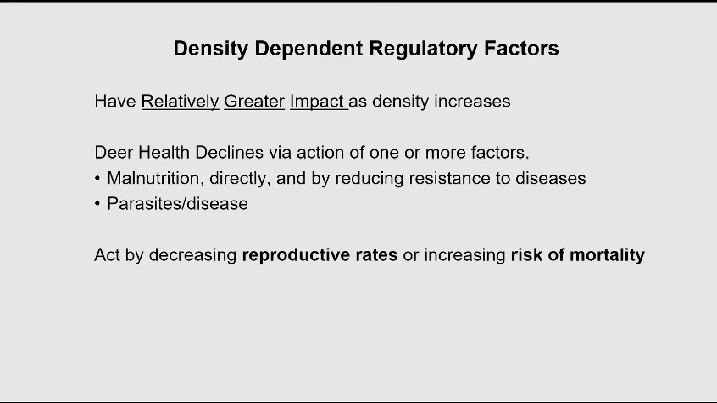Now, the actual way that they act on the deer population is by affecting reproductive rates directly or indirectly and increasing the risk of mortality. So the number of fawns being produced and then the risk of mortality after they're born and at later stages in their life. Density dependence is really a major population regulatory factor.